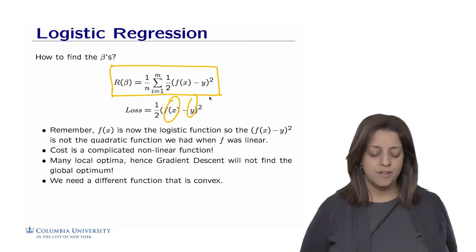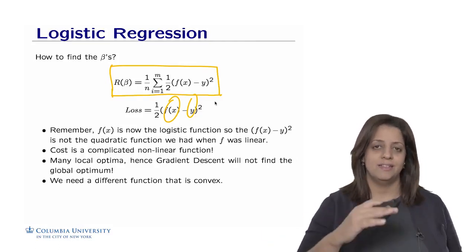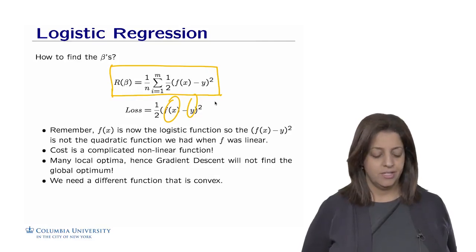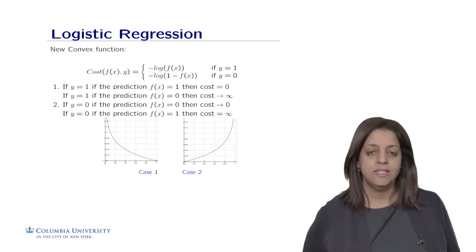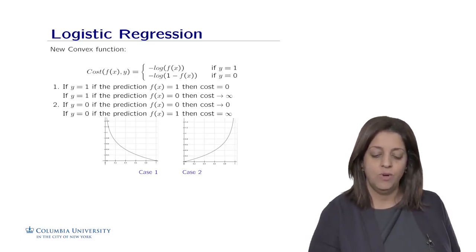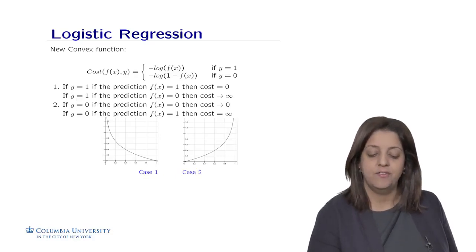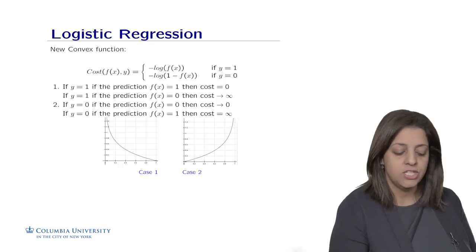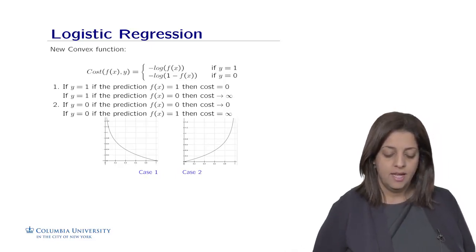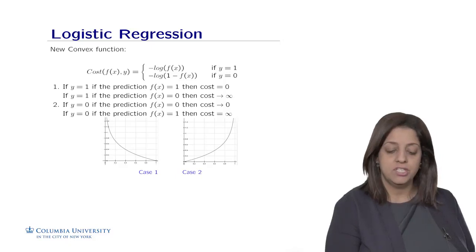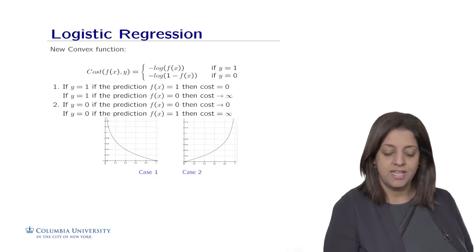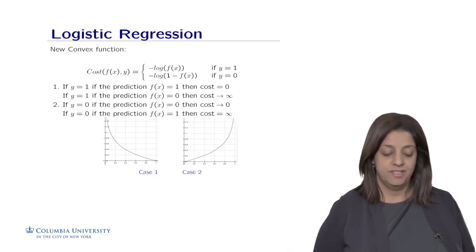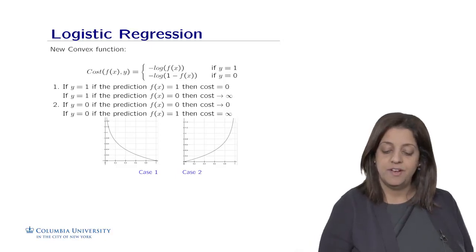So we're going to transform this function here. The logistic function is interesting because it has this S shape and can give us a probability between 0 and 1, but it's not convex. So I'm going to convexify it. Here's a new convex function. The cost of f of x, y is equal to minus log f of x if y is equal to 1, or to minus log of 1 minus f of x if y is equal to 0. We can observe these two cases that are drawn in these pictures. If y is equal to 1 and the prediction f of x is equal to 1, we didn't make a mistake, so the cost is 0. If y is equal to 1 and the prediction f of x is equal to 0, then the cost is infinity. So this function makes sense.